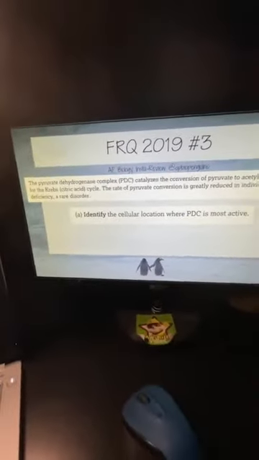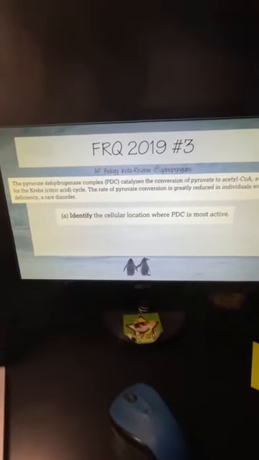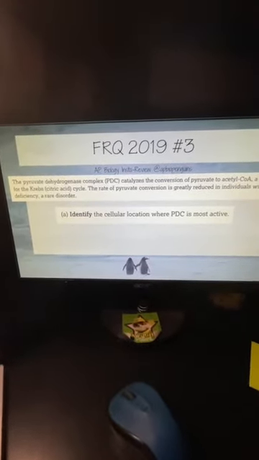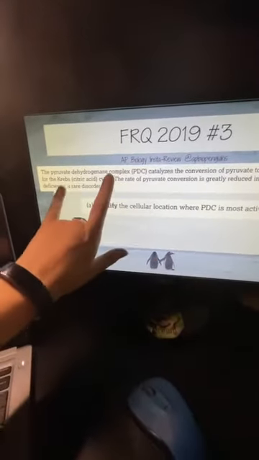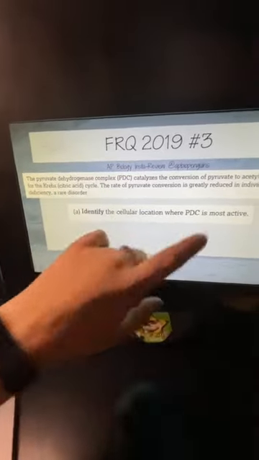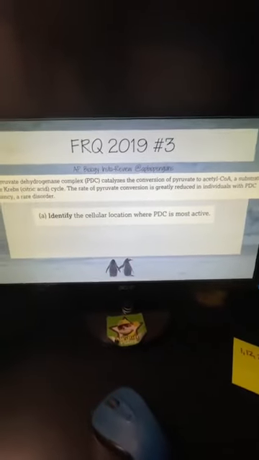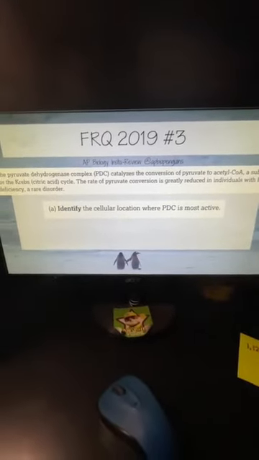It's a short FRQ. It says pyruvate dehydrogenase complex, PDC, catalyzes the conversion of pyruvate to acetyl-CoA, a substrate in the Krebs cycle. So they tell us this is something in the Krebs cycle. The rate of pyruvate conversion is greatly reduced in individuals with PDC deficiency, which is rare.